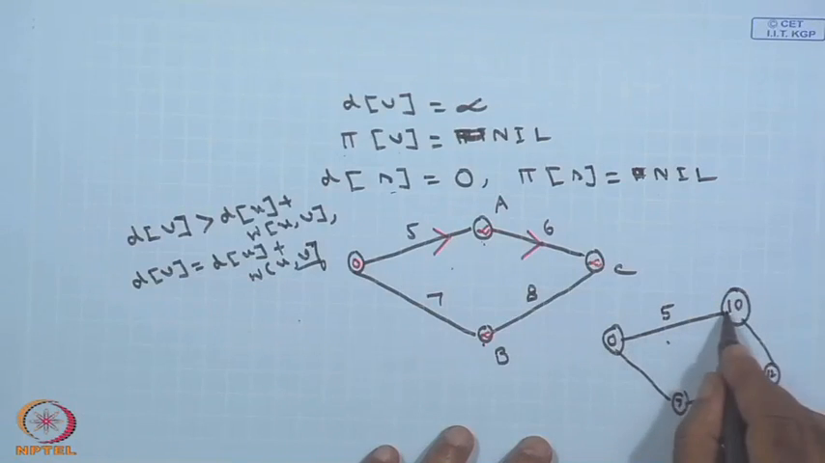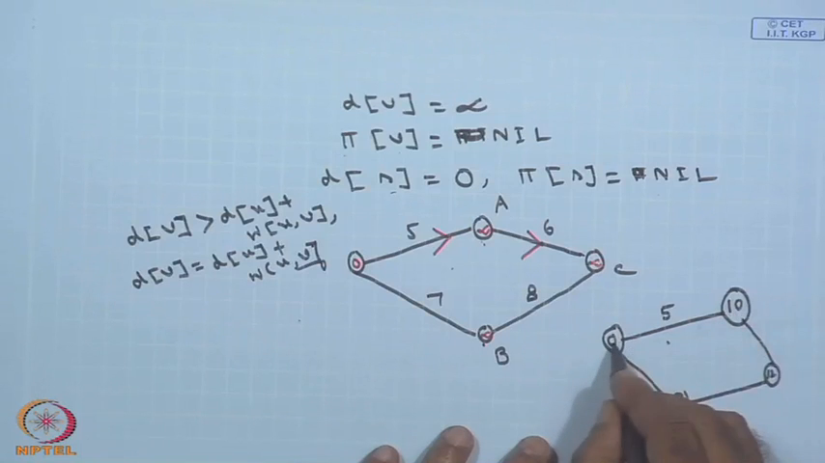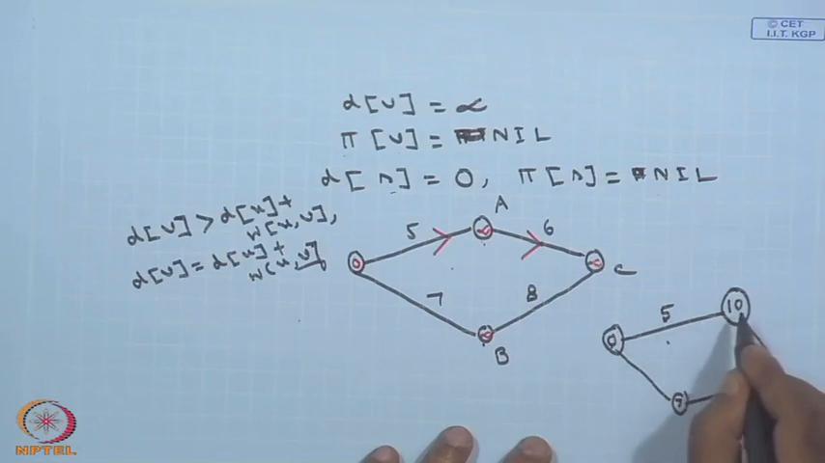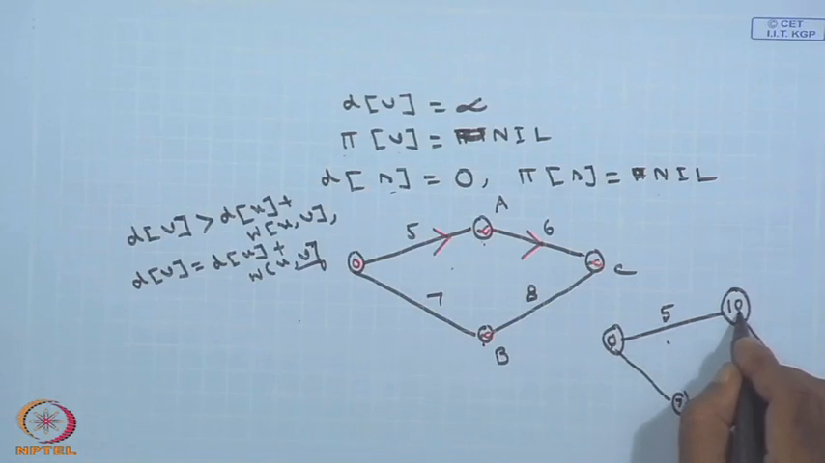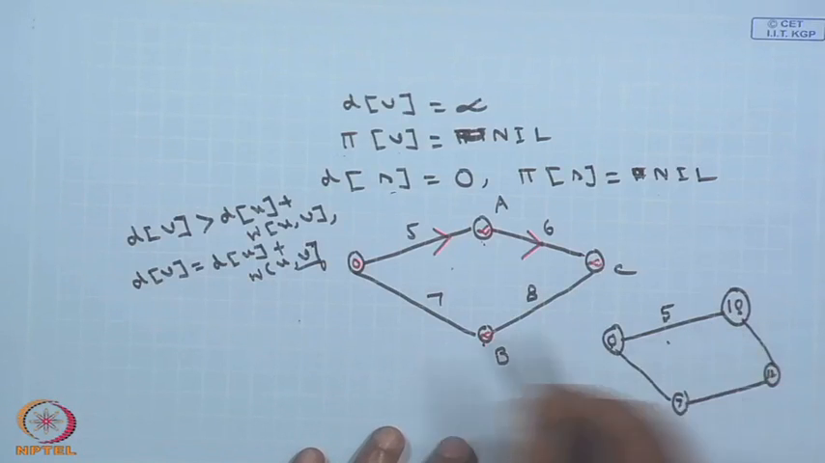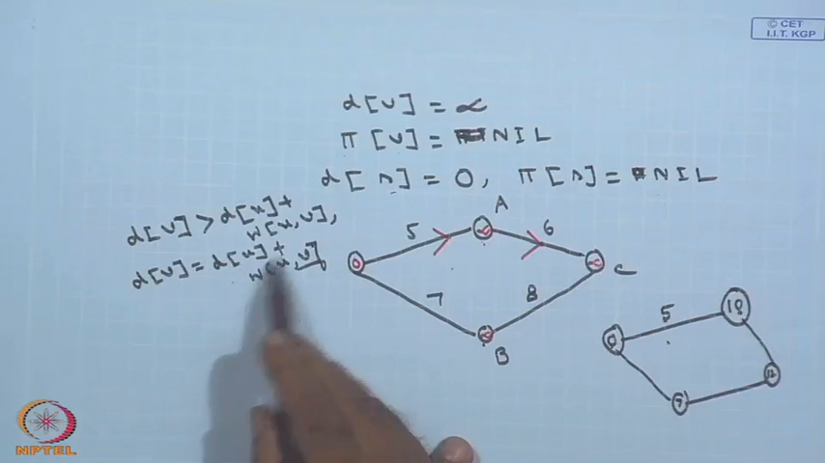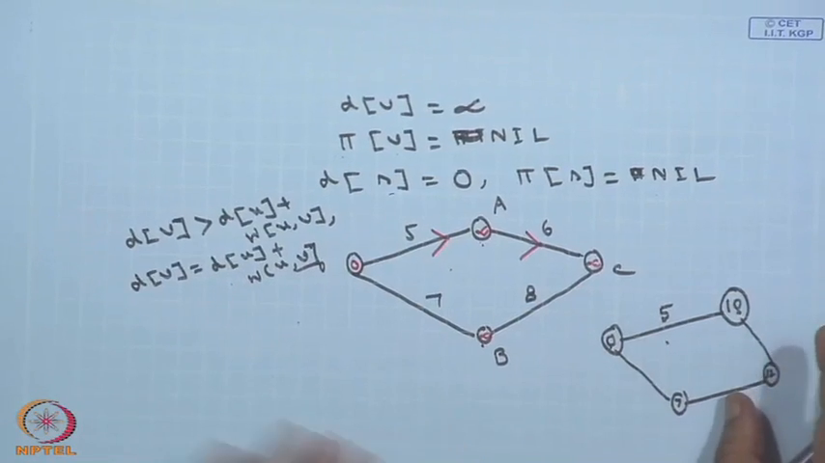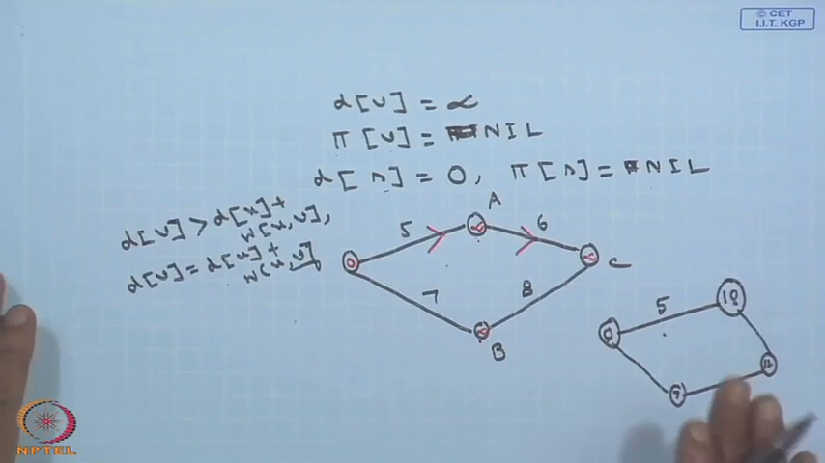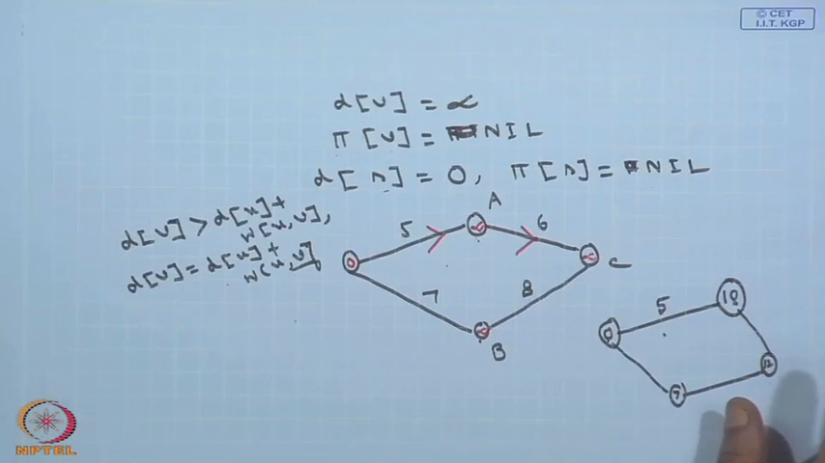By some path, can I get some value such that if you add it with this, the value is less than this or not. If it is less than this one, in that case your dV will be replaced by du plus wuv. So, this again I will explain with an example.